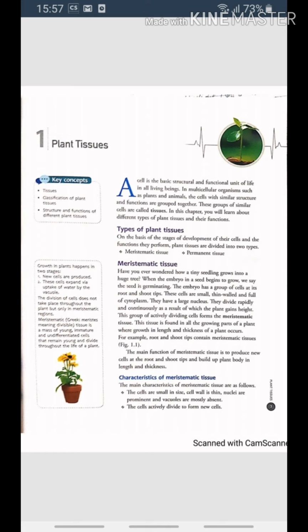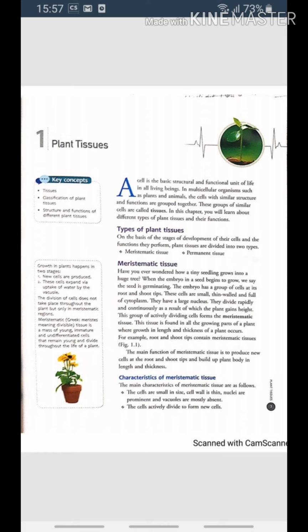These meristematic tissues are of two types: apical meristematic tissue and lateral meristematic tissue. Apical meristematic tissue is present at the root and shoot tips. It increases the length of the plant. And secondly, lateral meristematic tissue is present at the lateral sides of the root and stem. It is responsible for the increase in the thickness of roots and stem.